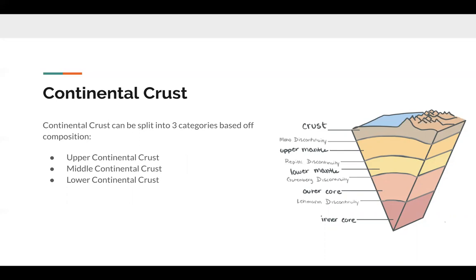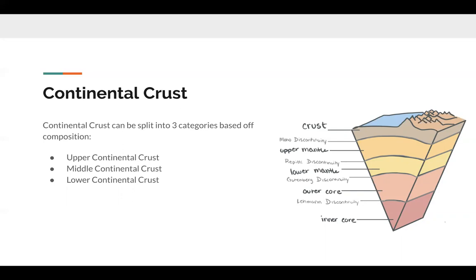This is composed of an andesitic bulk composition. The continental crust can also be split into three categories based on assumed compositions from different case studies. The upper continental crust mineralogy is identified as 60% intermediate, meaning mostly composed of silica rocks. These include quartz, feldspar, and others.